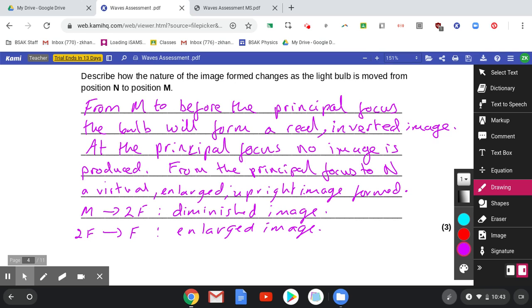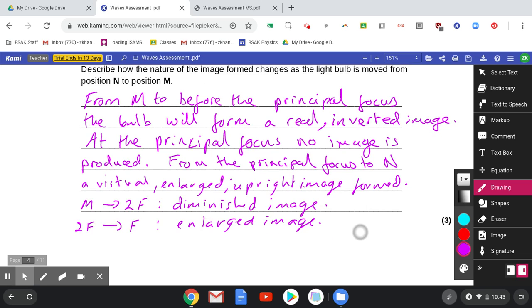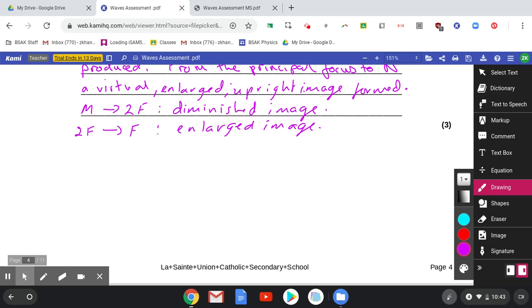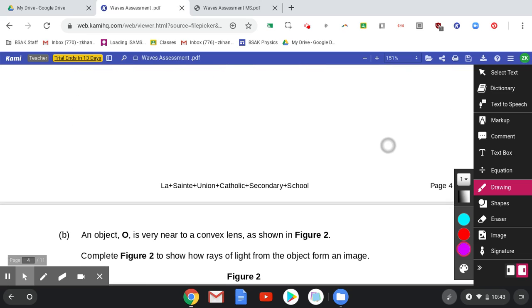From the principal focus to point N, it's a virtual image. That's your 4th mark. Enlarged, upright, that's 5th, 6th. Could have added this final point as a 7th or 8th. So there's so many different marks that you could have picked up. Any one of those would have gained 1 mark each.